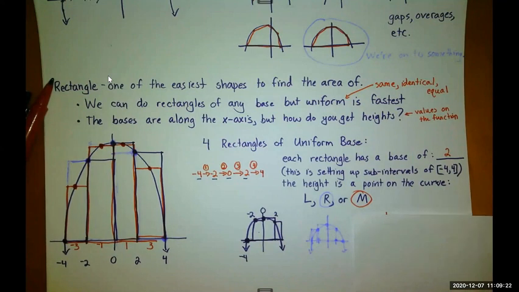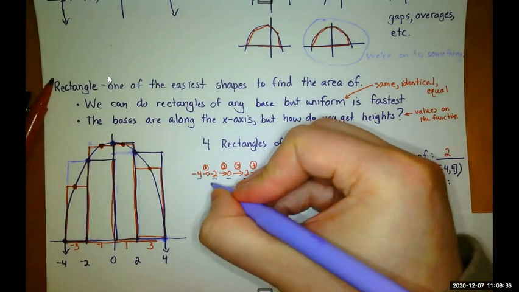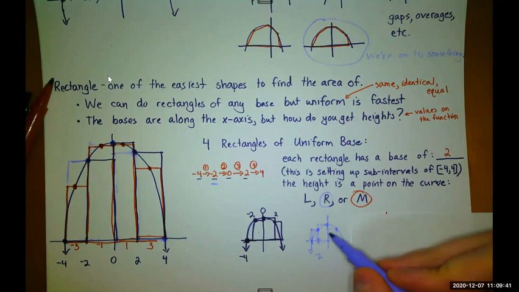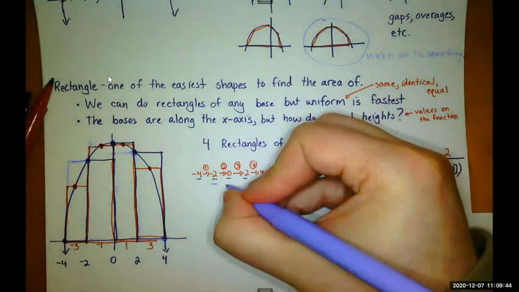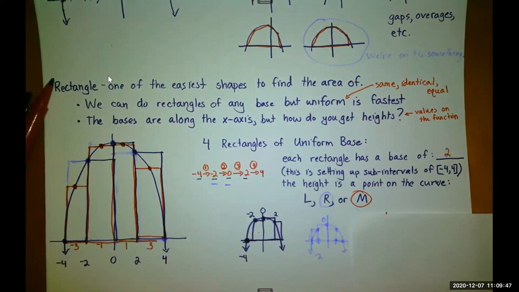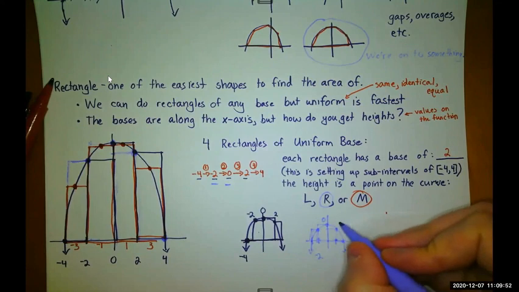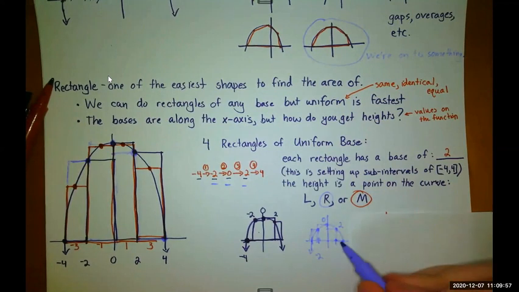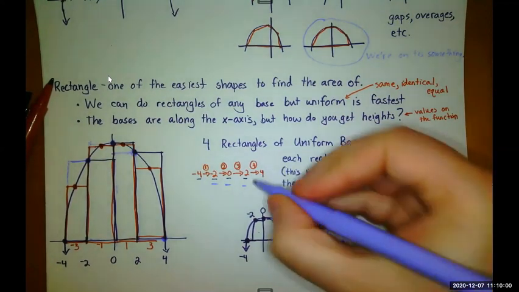Well, this one's a little bit harder to see, but it's still the same shape. And you'll notice that from negative 4 to negative 2, my rectangle height this time is over here at negative 2. And then from negative 2 to 0, the right side is up here at 0. And then the third rectangle from 0 to 2, the height is at 2. And the fourth rectangle from 2 to 4, the height is at 4.